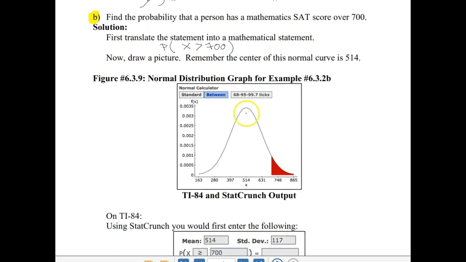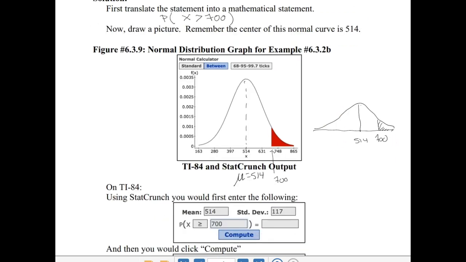So again, our normal curve here is centered at 514, so there's our mean. And we want to the right of 700. So again, this graph happens to be from StatCrunch, so it is using on the axis here the tick marks at 1, 2, and 3 standard deviations away. Okay, when you're asked to make these sketches in homework, you don't need those. You can just put in your 514 and a representative 700 to the right of that, and in this case, shade the right tail. So this is our quick sketch as we make them in our homework.